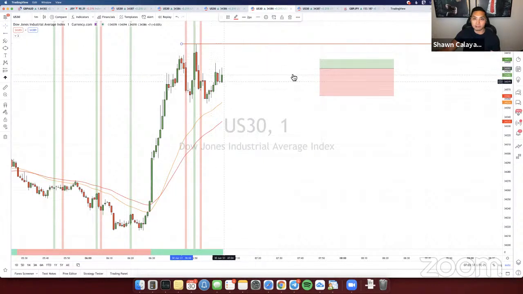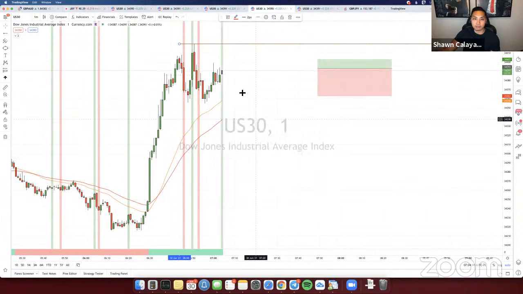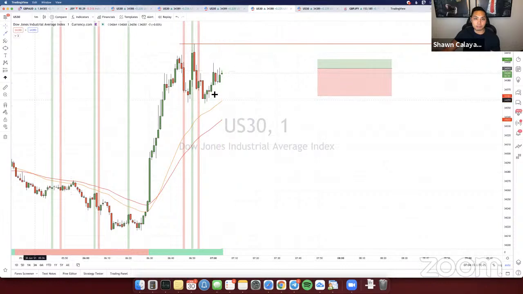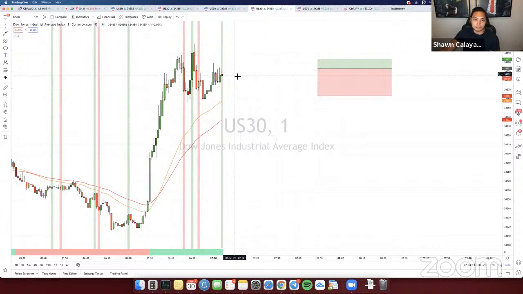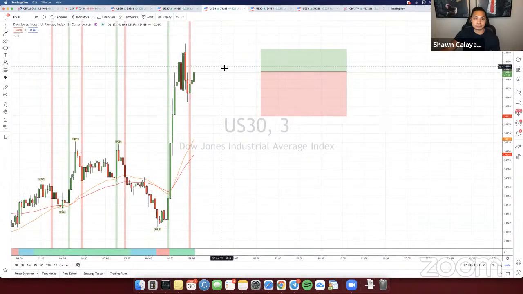So if you were to enter a buy right here, that would be the area where they would spike price to. They would spike price to this area right here, and then they would bring it back down. So, if you guys have been studying US 30 like I have, you understand what the institution market makers are doing. It's a mind game for a lot of traders. So just keep that in mind.